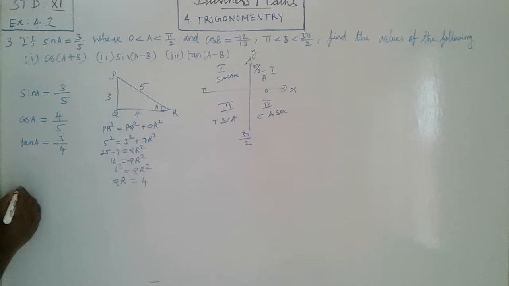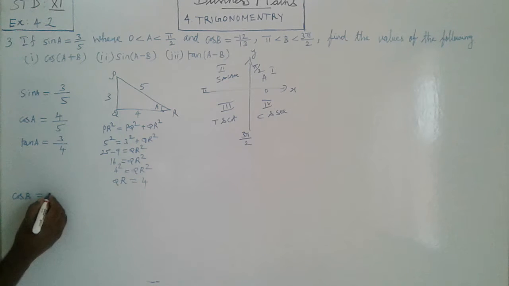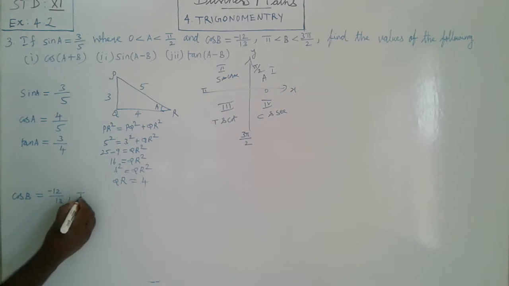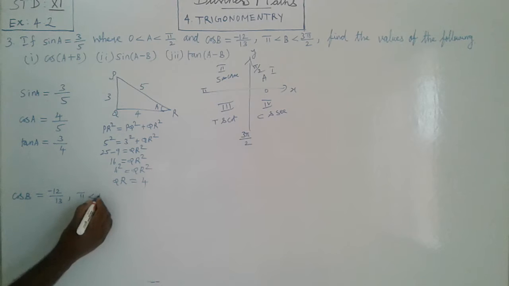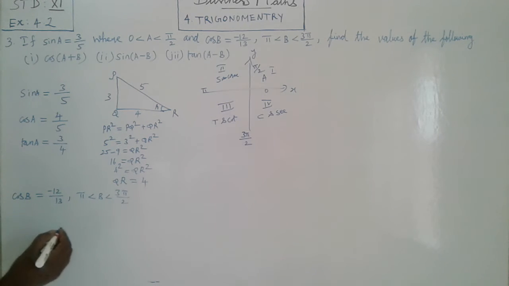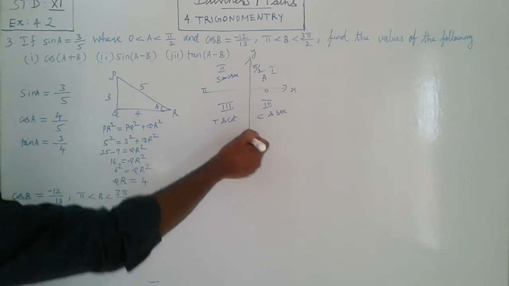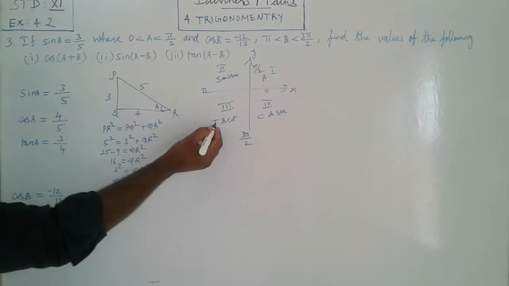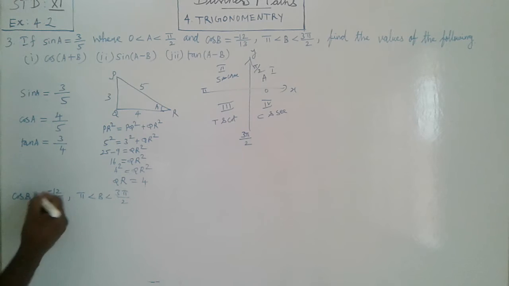Next, we are given cos B equal to minus 12 divided by 13. The limit is given: pi less than B less than 3 pi divided by 2. This is in the third quadrant, pi to 3 pi by 2. In the third quadrant, only tan is positive, other values are negative.